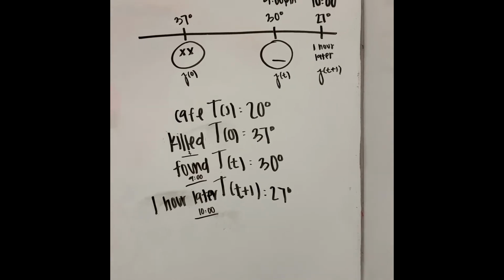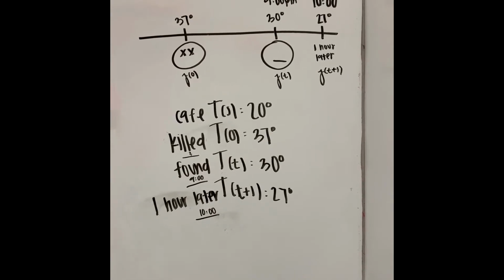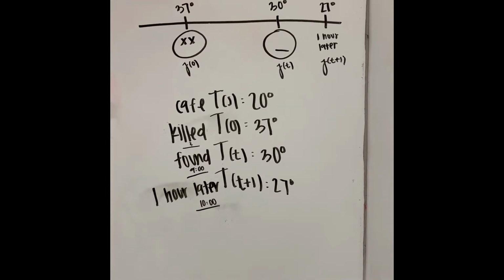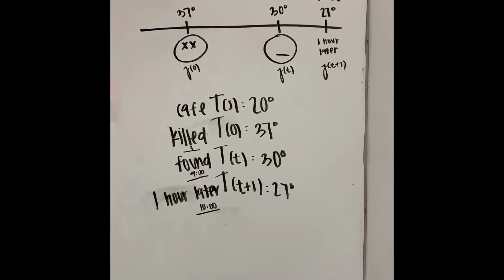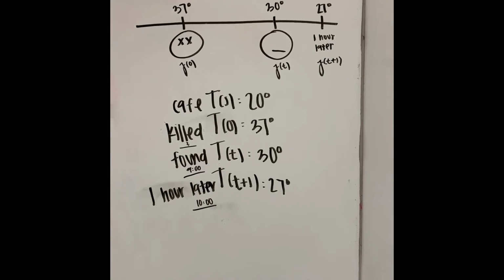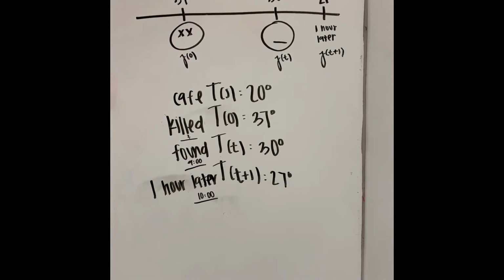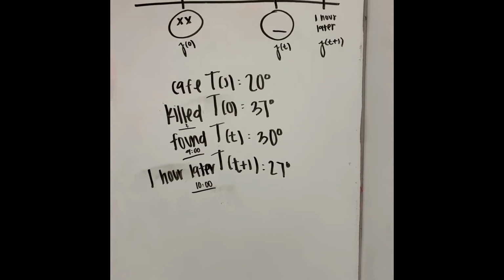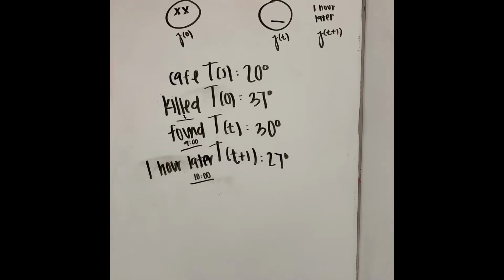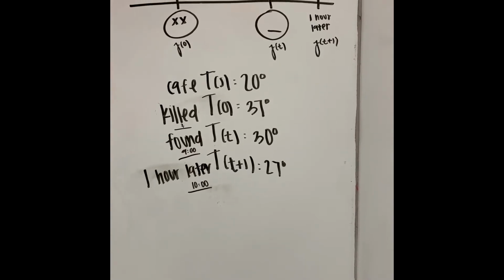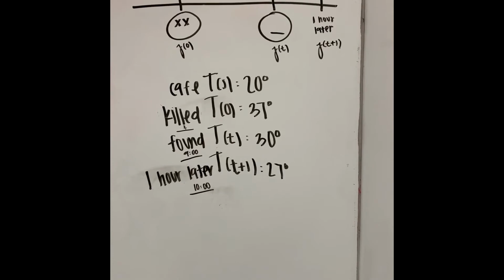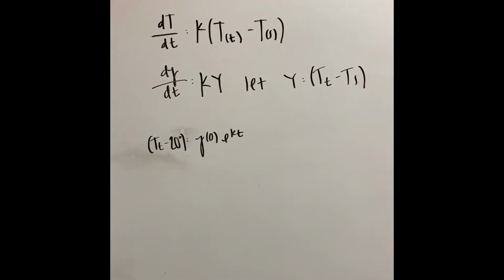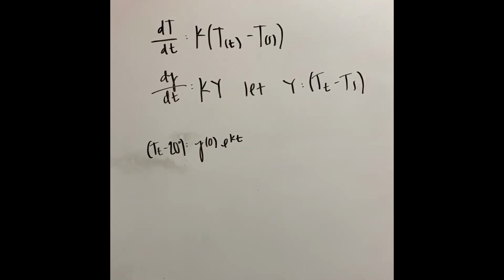One hour later, they recorded her temperature again. At 10, it was 27 degrees Celsius. We know that the temperature of an alive human is 37 degrees Celsius, but we do not know the time that she was killed. So our T of S, or the temperature of surroundings, is 20 degrees Celsius. When she was killed, her body was 37 degrees Celsius, found at 30 degrees Celsius, and 1 hour later, it was 27 degrees Celsius.